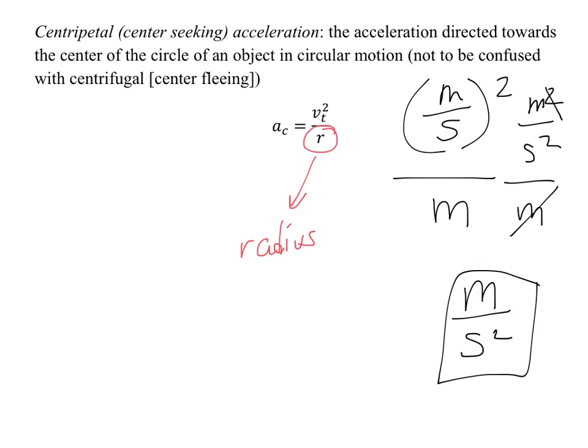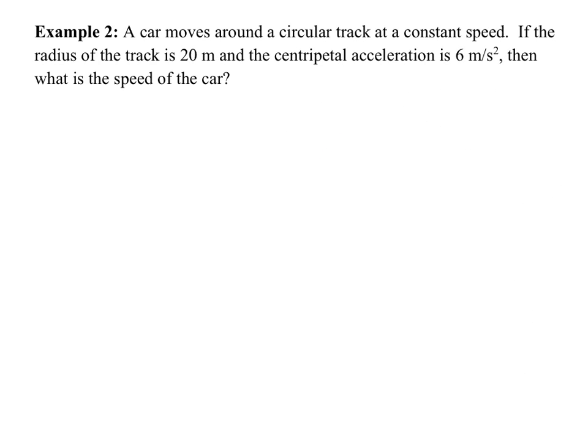Now, let's look at an example of this before we do another application. So example 2 says a car moves around a circular track at a constant speed. If the radius of the track is 20 meters and the centripetal acceleration is 6 meters per second squared, then what is the actual speed of the car? So this car is traveling on the track, and we can determine the actual acceleration that it's feeling. You know the radius of the track is about 20 meters, or a little more than 60 feet. So figure out how fast the car is moving. What is the car's speed?